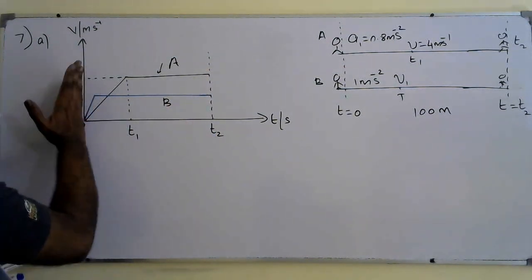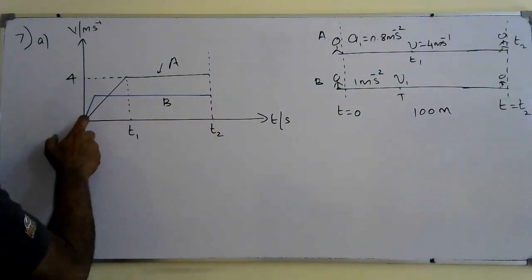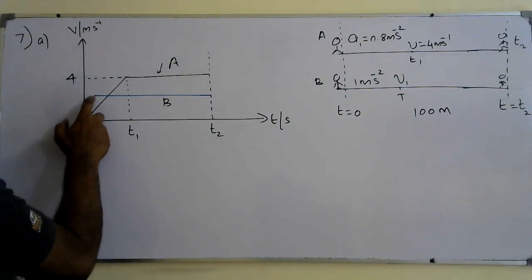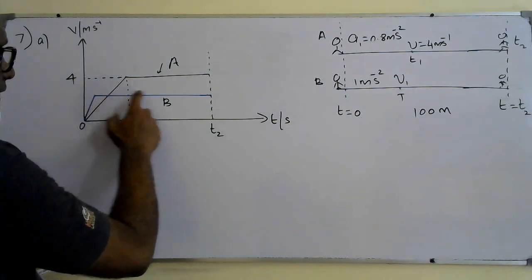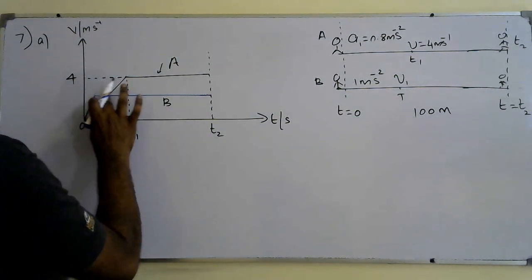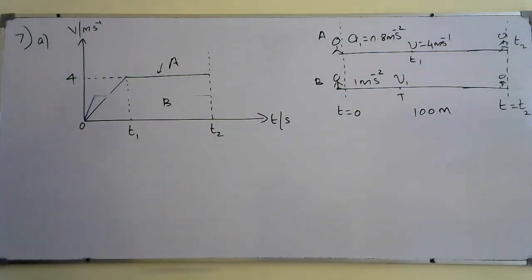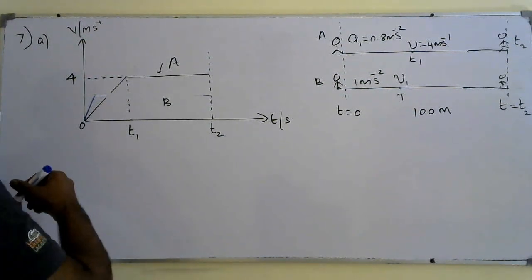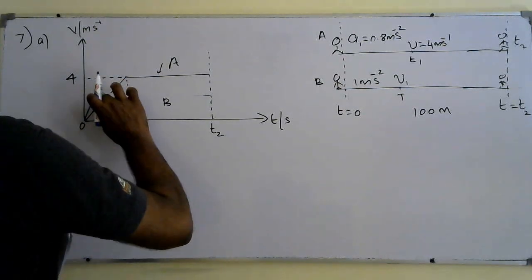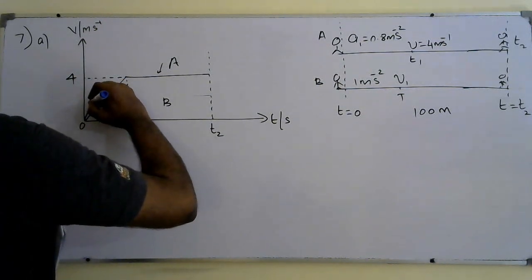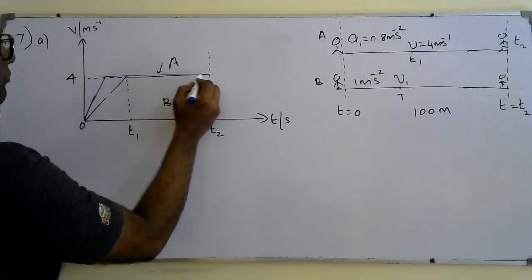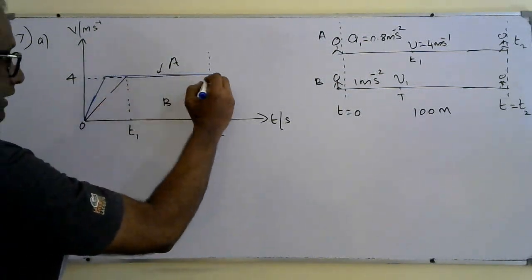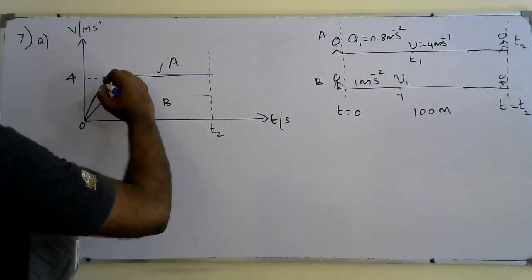Here the graph has a greater gradient, which means Beth is getting extra area here. That extra area could be the same as this extra area obtained by A. But if I draw the graph something like this, and extend it up to 4 meters per second also, the area under the blue graph will be greater than the area under the black graph for Beth. It can't be more either.